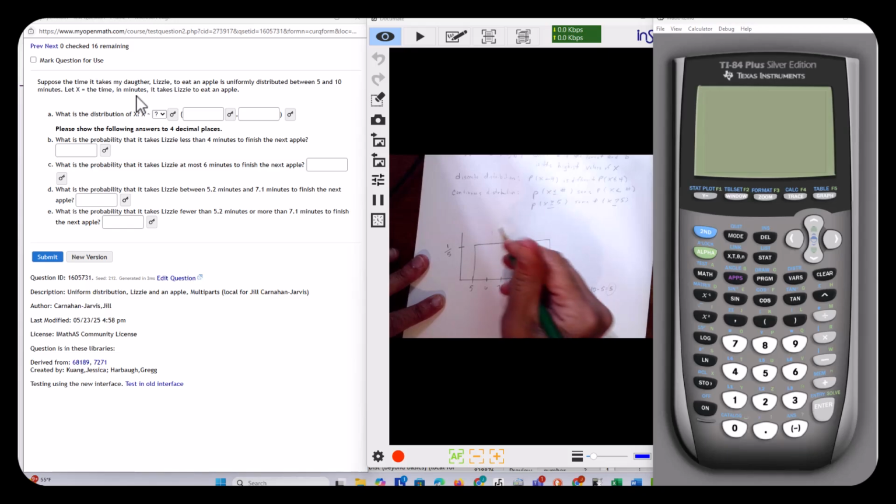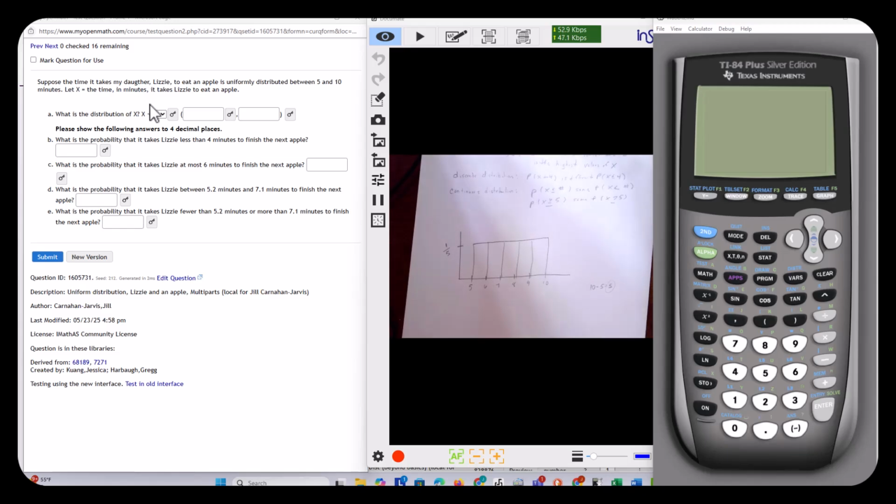Okay, so the area under this entire thing, if I was to shade all of these, 1, 2, 3, 4, 5, so there's 5 of them. 5 times 1/5 is 1. There you go. So let's look at what we got here. We know that it's uniform with a 5 and a 10.